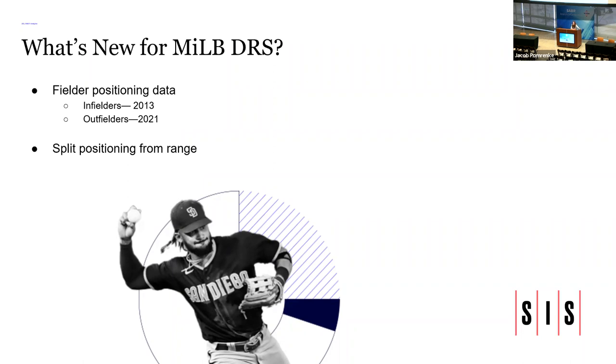But how that works is we have human charters collecting data off broadcast video, which can run into some quality issues, but what we do is we only chart a fielder's position if we're really confident about the quality of that data point. And basically what we do with this new positioning data is we can finally split positioning from range for outfielders.